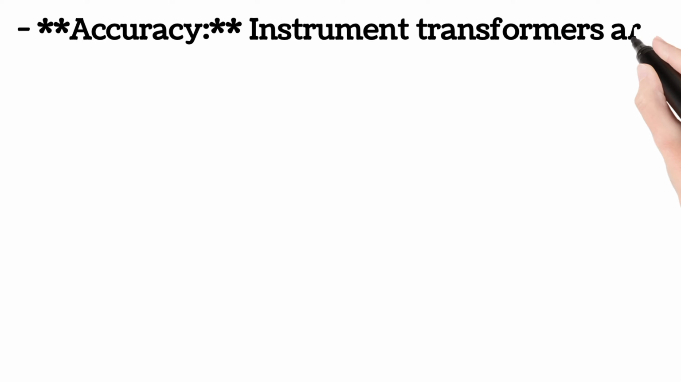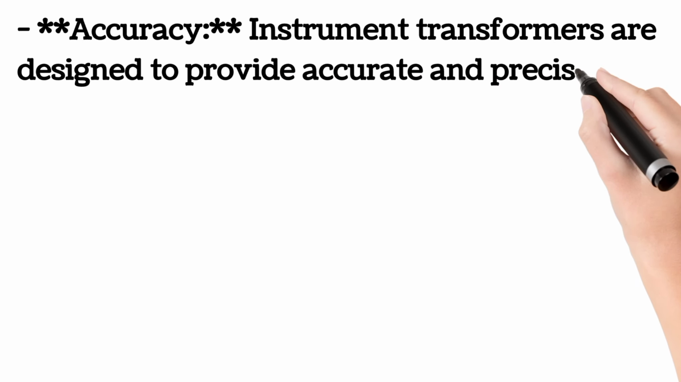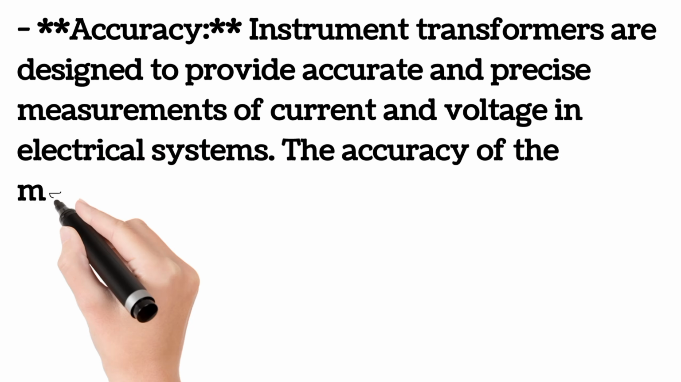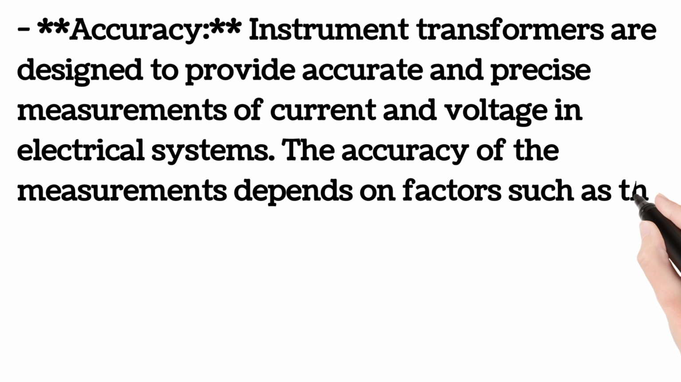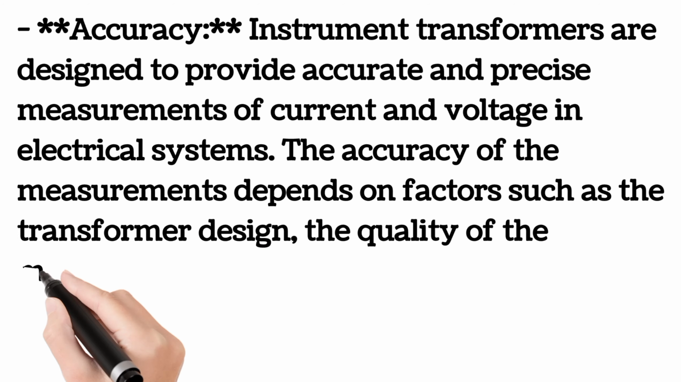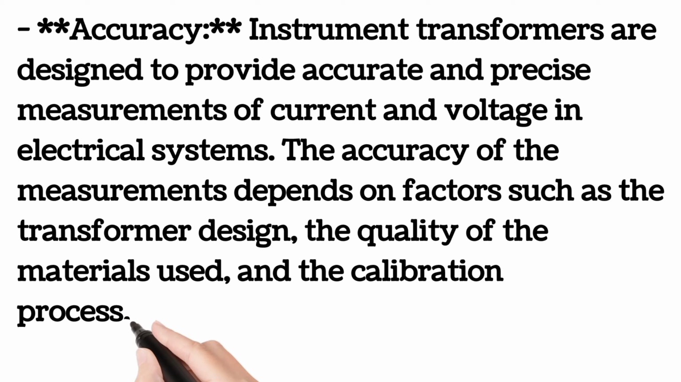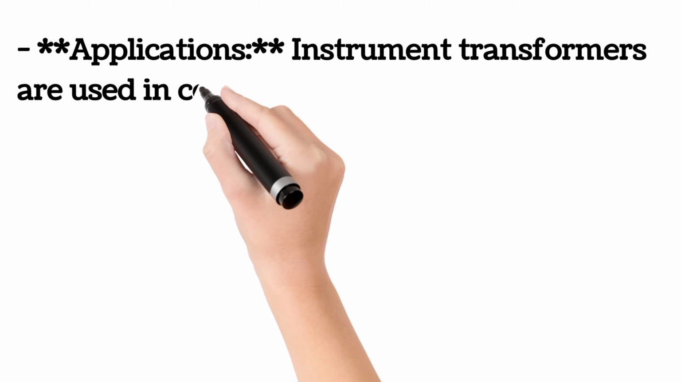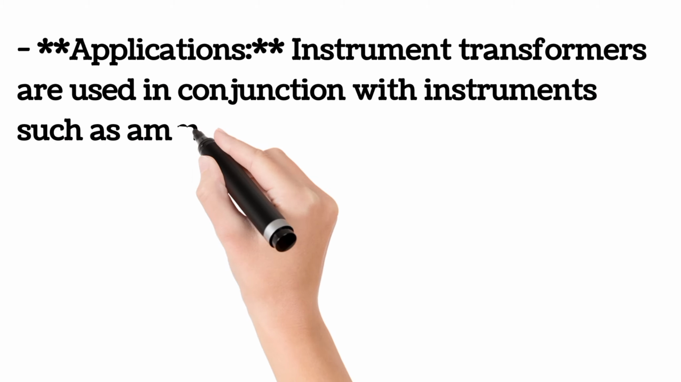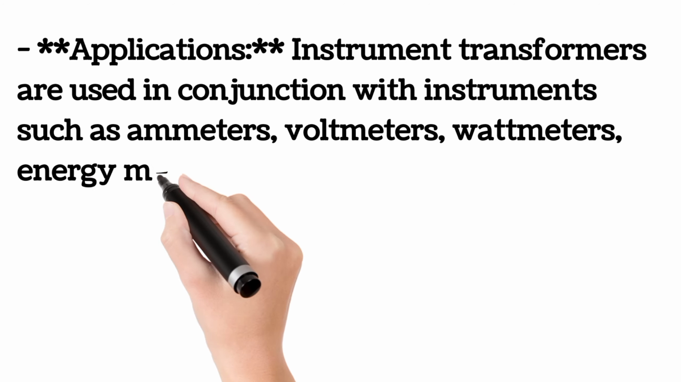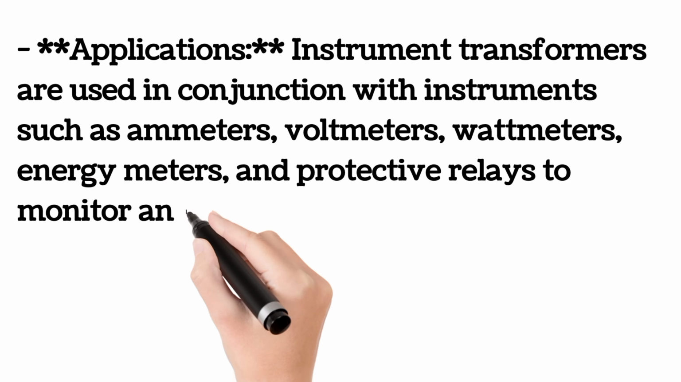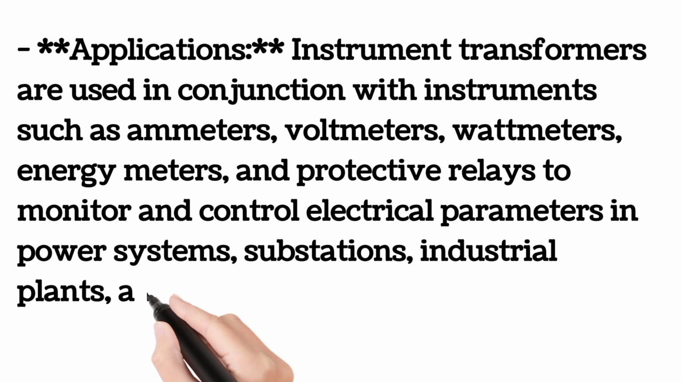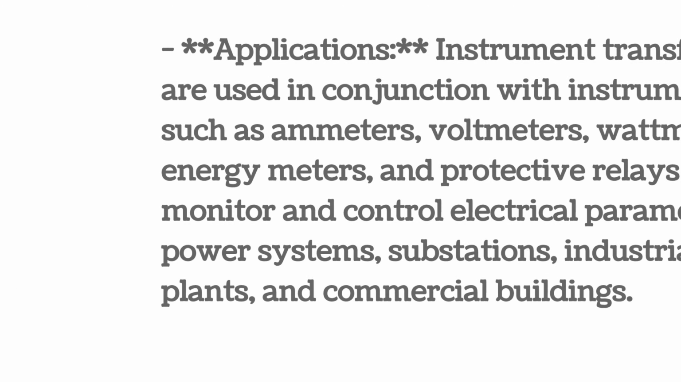Accuracy. Instrument transformers are designed to provide accurate and precise measurements of current and voltage in electrical systems. The accuracy of the measurements depends on factors such as the transformer design, the quality of the materials used, and the calibration process. Applications. Instrument transformers are used in conjunction with instruments such as ammeters, voltmeters, wattmeters, energy meters, and protective relays to monitor and control electrical parameters in power systems, substations, industrial plants, and commercial buildings.